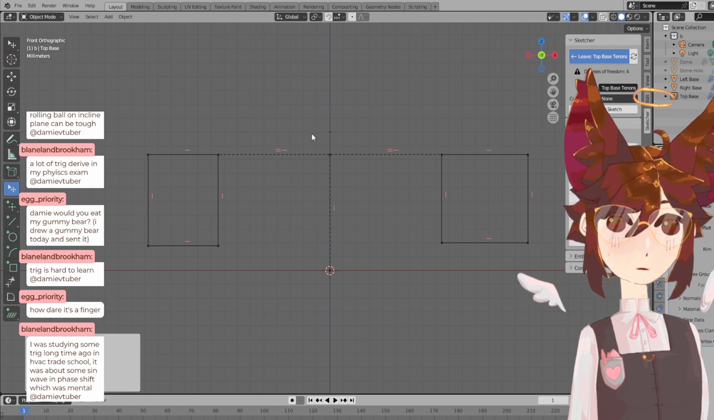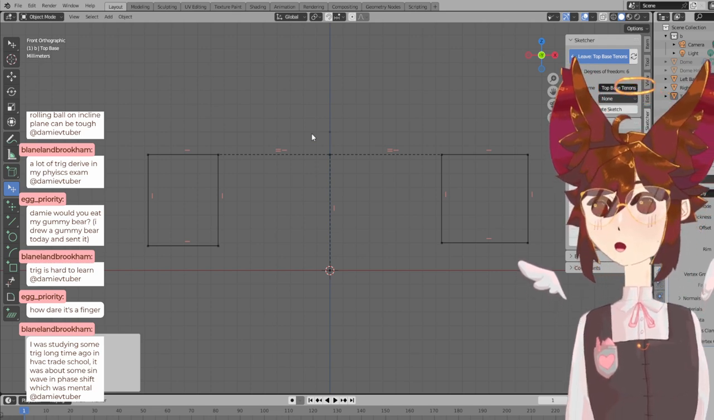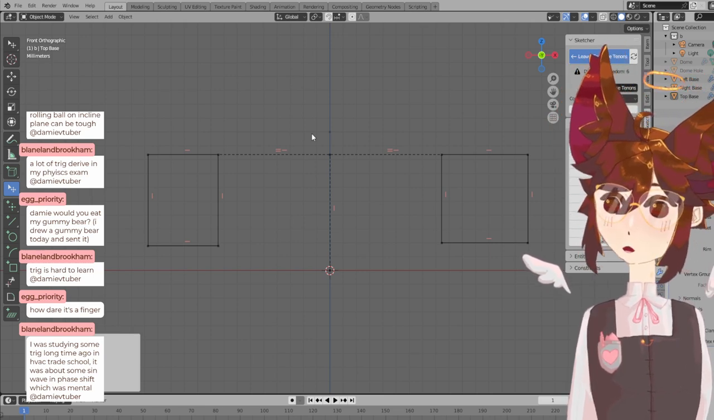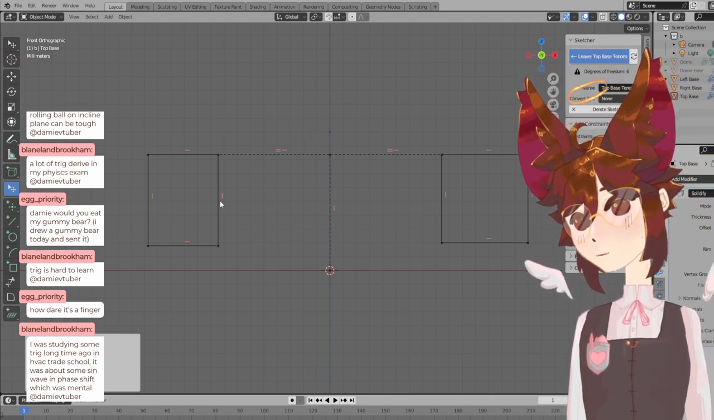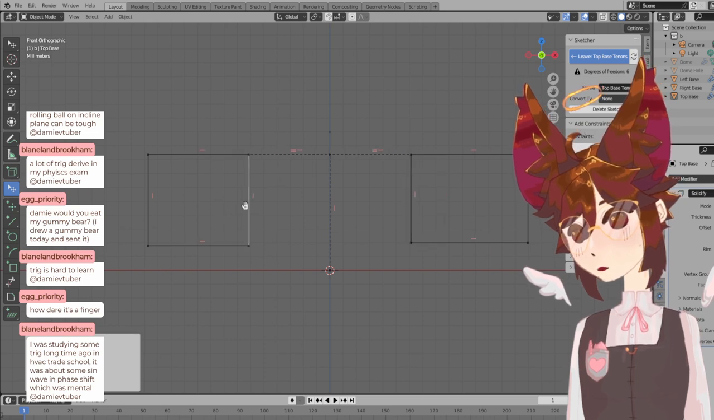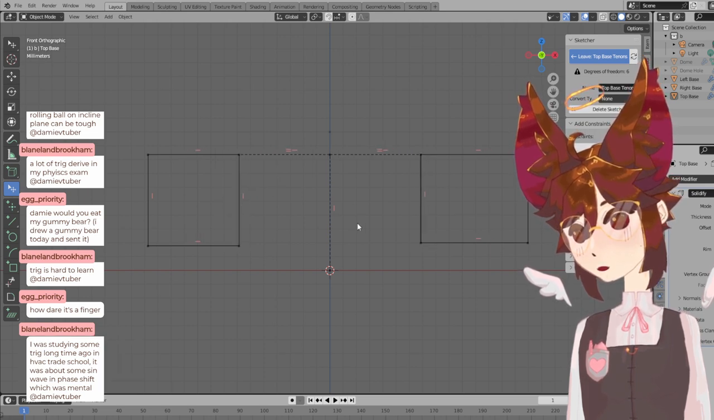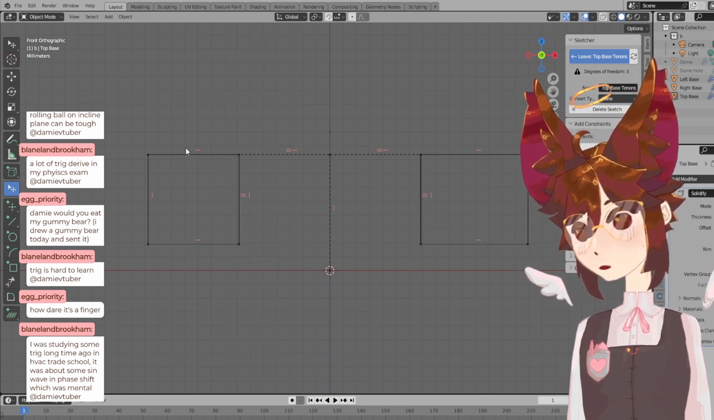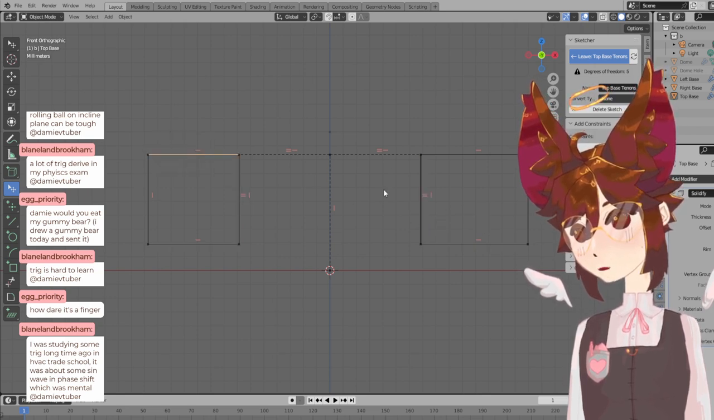I was studying some trig a long time ago in HVAC trade school. It was about some sine wave and phase shift, which is mental. Yeah, phase shifts are totally useful to know about. That is what I was doing in physics, like, the last chapter I was doing.